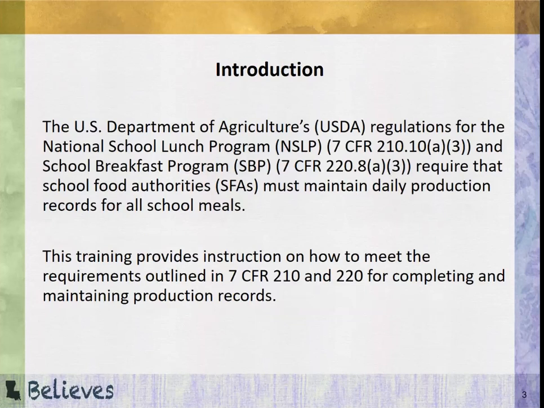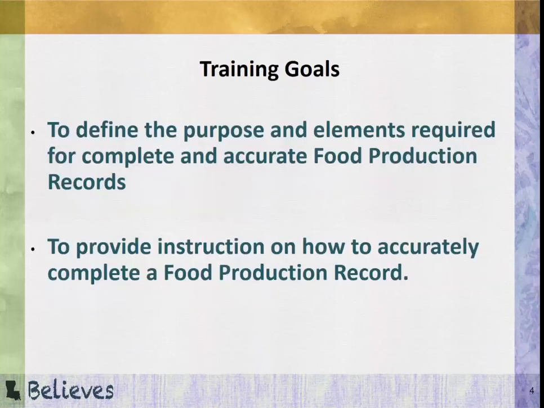The United States Department of Agriculture's regulations for the National School Lunch and School Breakfast programs require that school food authorities must maintain daily production records for all school meals. This training provides instruction on how to meet the requirements outlined in 7 CFR 210 and 220 for completing and maintaining production records.